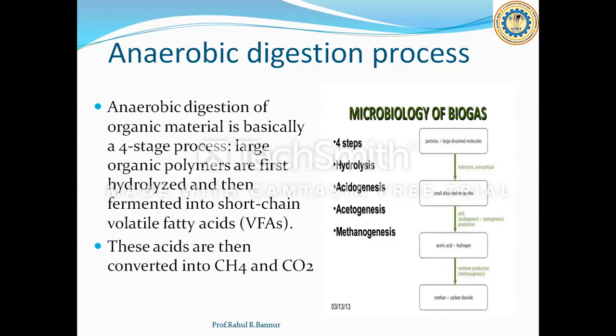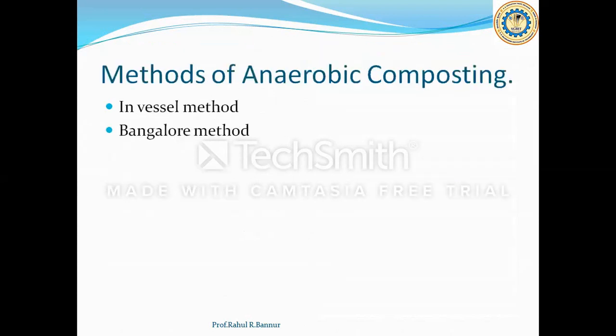In the second step, acidogenesis, small dissolved molecules are converted into acetic acid. This acetic acid plus hydrogen is then converted in acetogenesis, and the acetic acid is converted into methane and carbon dioxide in the fourth step. So ultimately, in anaerobic digestion, there is conversion of large dissolved molecules into methane and carbon dioxide along with some water molecules. This is how anaerobic digestion takes place in the process.